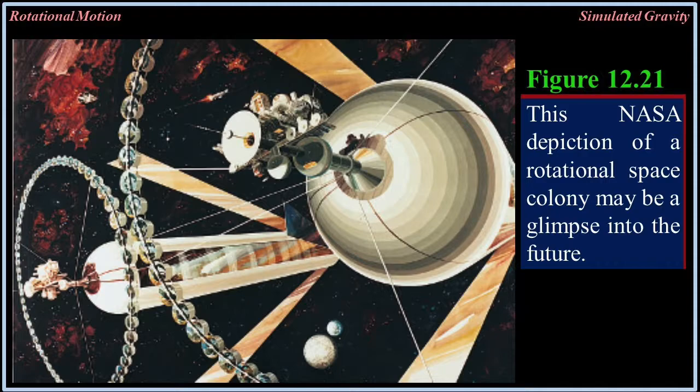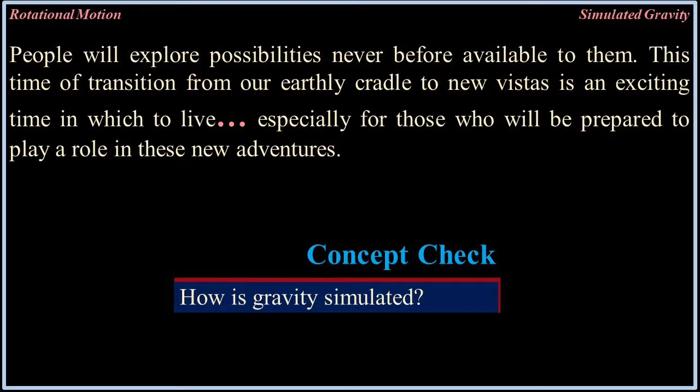We could perform ballet at 0.5g, acrobatics at 0.2g, and lower g states. Three-dimensional soccer and sports not yet conceived in very low g states. Figure 12.21: this NASA depiction of a rotational space colony may be a glimpse into the future. People will explore possibilities never before available to them.